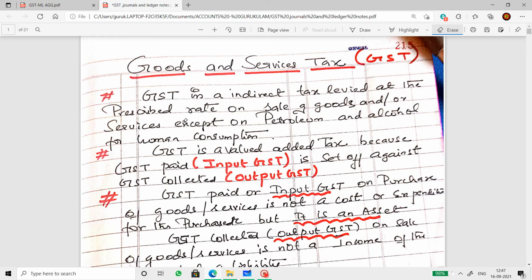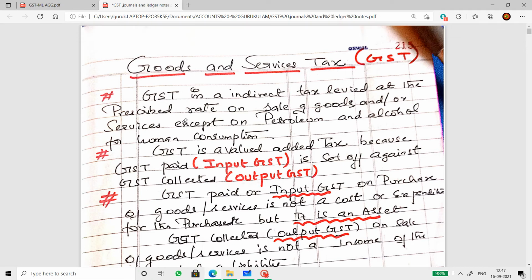Now there are two tax systems in India. One is direct tax and the other is indirect tax. Direct tax is something like income tax, whereas indirect taxes are many: sales tax, excise duty, octroi duty. There are so many indirect taxes. The main aim of implementing GST is to remove all the indirect taxes and have only one tax.